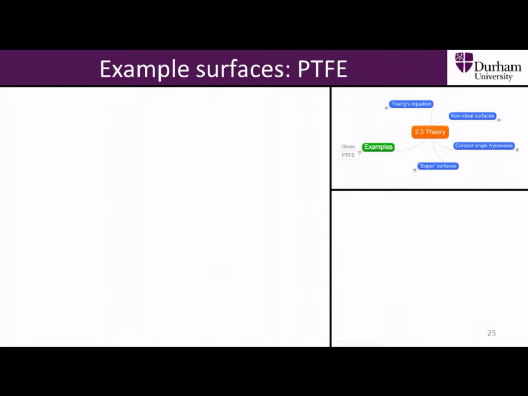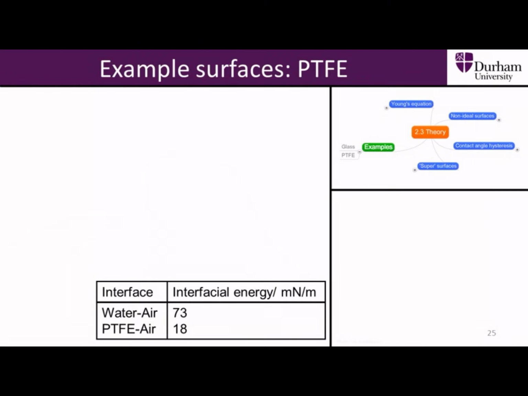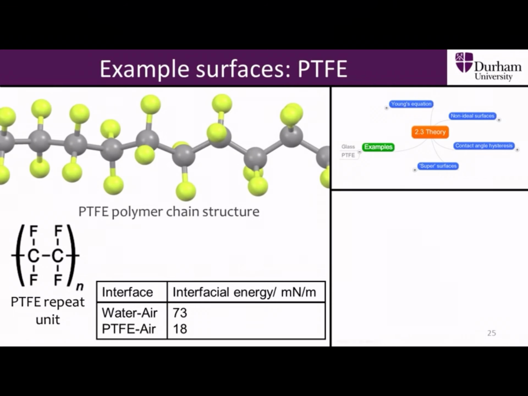Many polymers are naturally hydrophobic. The surfaces of hydrophobic polymers have low interfacial energy values relative to water. Consequently, the contact angle for these surfaces is high. A polymer with a very low interfacial energy of 18 millinewtons per meter is polytetrafluoroethylene, commonly known as PTFE.